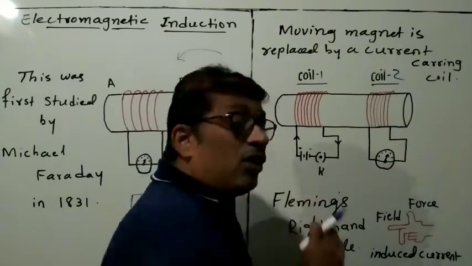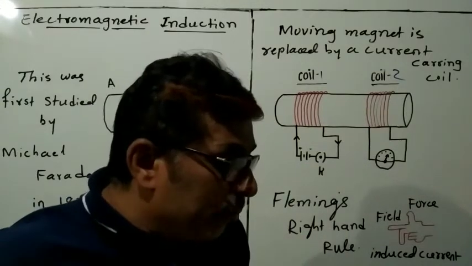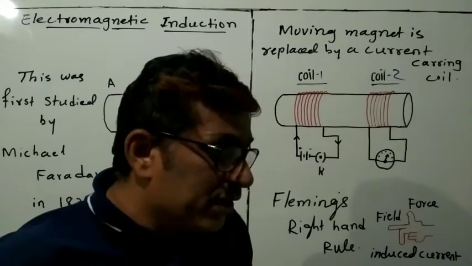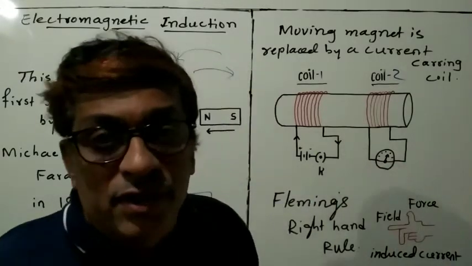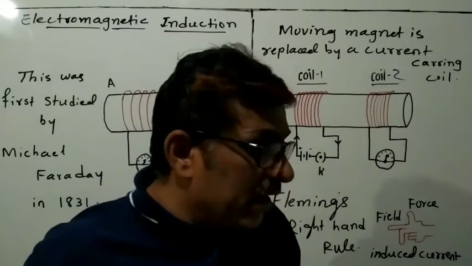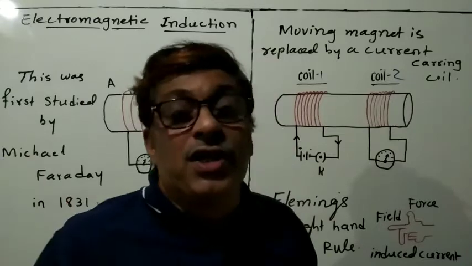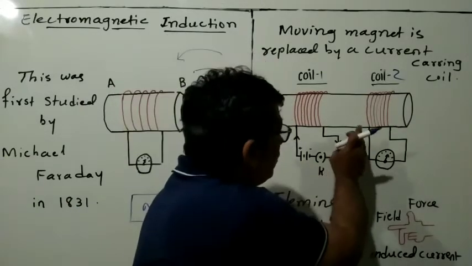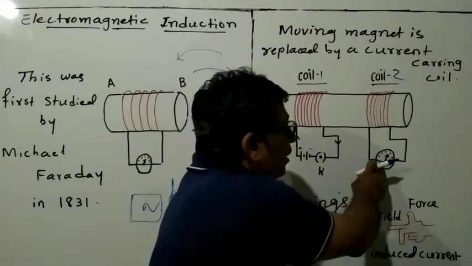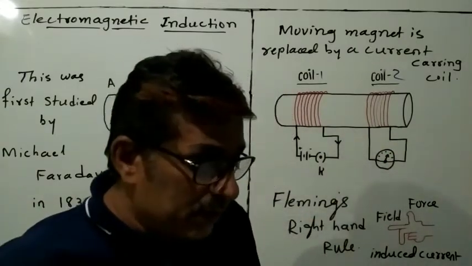Now switch on the current or plug the key. Observation: there is a deflection in the galvanometer needle. So you'll see here the deflection in the needle. We will observe that the needle of the galvanometer instantly jumps. Instantly means suddenly jumps to one side. So when you switch on, it suddenly moves. When you switch off, it suddenly moves to the left.